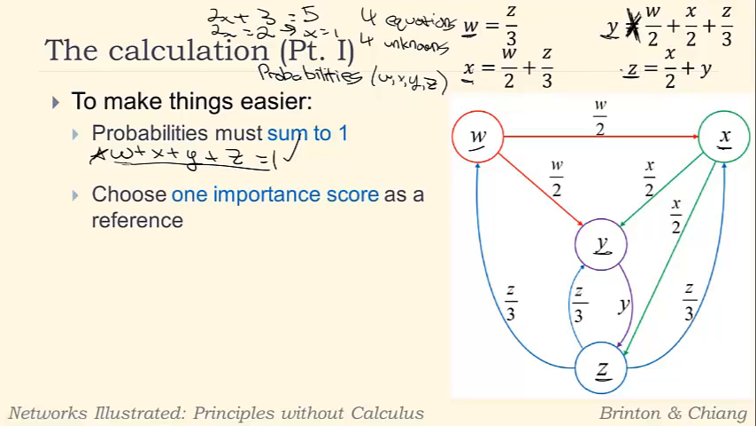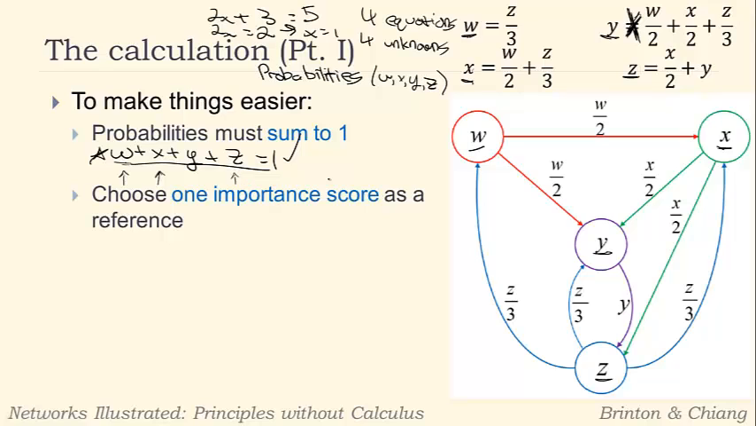Second is that we have to choose one of the importance scores as a reference. Or we don't have to, but it's just easier to do that. The one that we want to choose as a reference is going to be the one that we can then go ahead and plug into this equation. So suppose we got everything in y, then we have some function of y, some function of y, and some function of y equals 1. Then we can plug that in and solve for y, and then everything else would fall out of it.